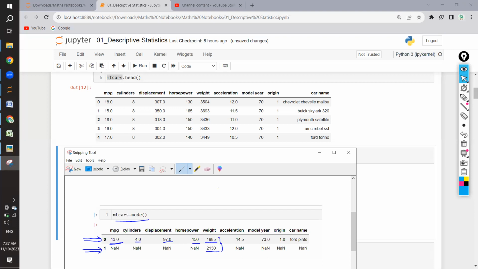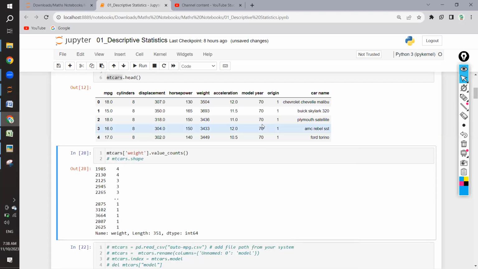And that's why, as we clearly saw yesterday, a given column can have 0 modes, meaning if no value is repeating, then there is no mode. It can have one mode, like all the other columns, or it can have multiple modes. Here you have two modes, meaning both of them are repeating an equal number of times, so we consider two modes. And acceleration, origin, and the last column have only one mode.